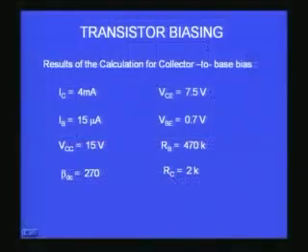So you have the collector current 4 milliamperes, the VCE is around 7.5 volts, the IB 15 microamps, VBE is 0.7 for silicon, VCC is 15 volts, the RB we calculated to be very close to 470 kilo ohm, and the beta DC is 270, I assume, for this transistor. RC, the load resistor, is 2 kilo ohm.